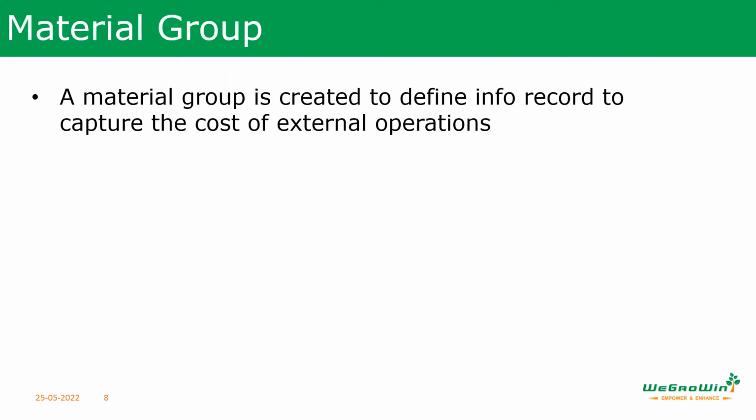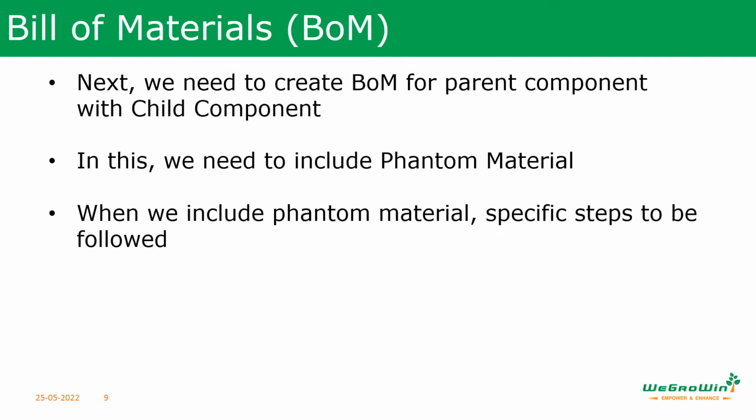Next, what we need to create is a material group. Material group is created to define the info record to capture the cost of external operations. The material group is used to create the info record. And then the bill of materials. In the bill of material we need to assign the phantom component into the product. So here we have the link between the parent product and the raw material. In addition to this, you have to bring in the phantom material.